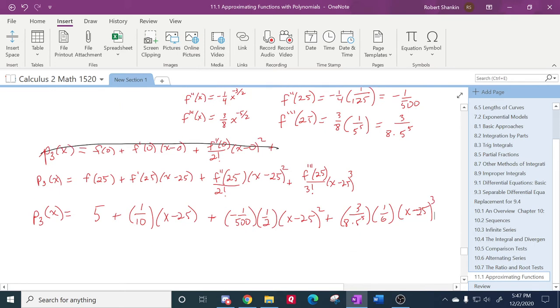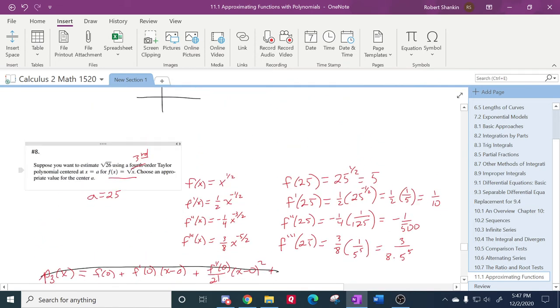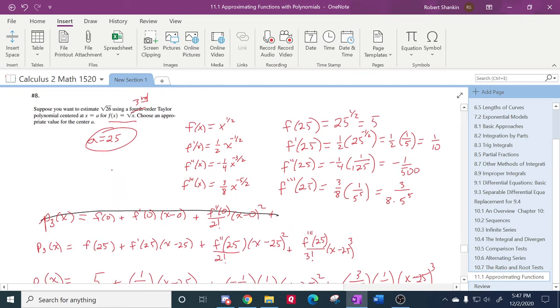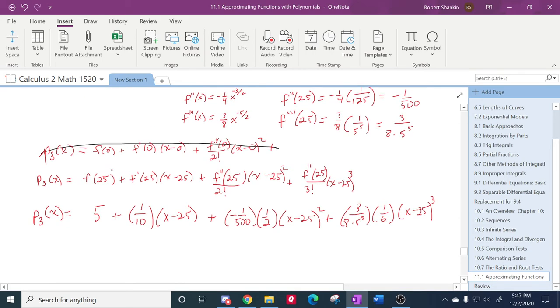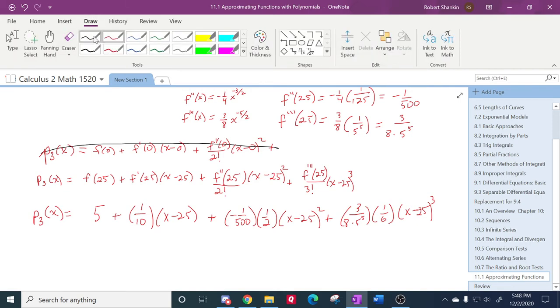So we get this giant thing right here. Now, all it asks us to do, the answer to this question, is choose an appropriate value for the center A. The answer is this simple. We would choose A to be 25, a known value. But I went above and beyond with this problem, and I'm actually constructing the Taylor polynomial of order 3 for this. Now, let's actually do, let me change to black.